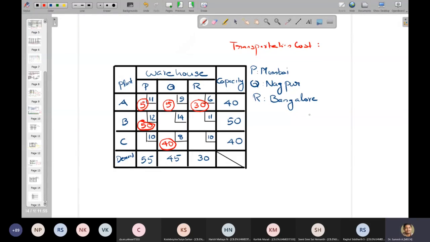Eleven into 5 plus 9 into 5 plus 30 into 6 plus 12 into 50 plus 8 into 40. 1200. Again, calculate for the stone square, and calculate the net cost change for the water square.